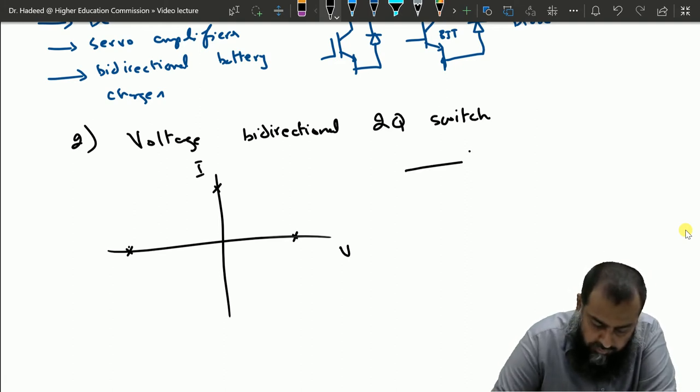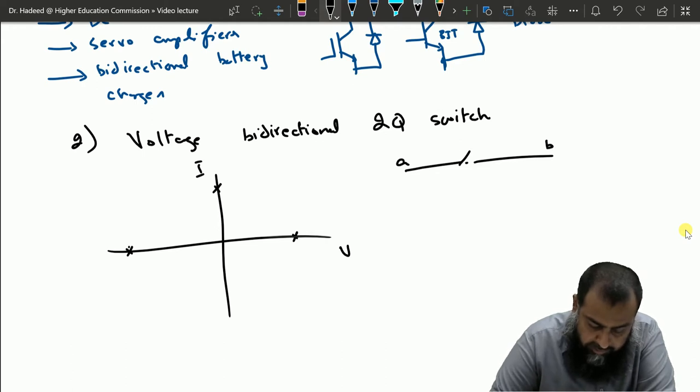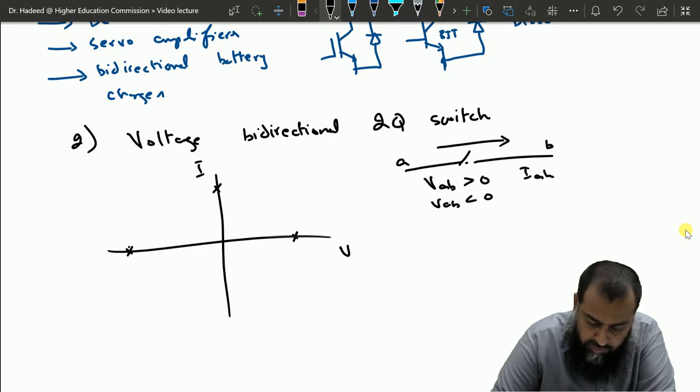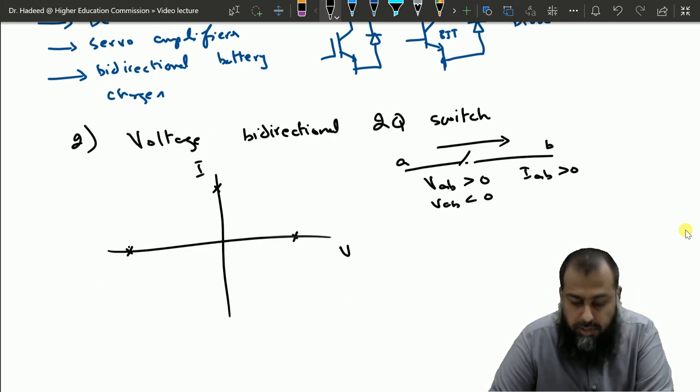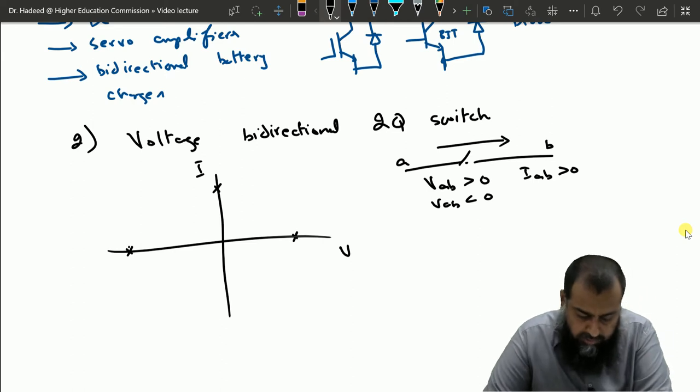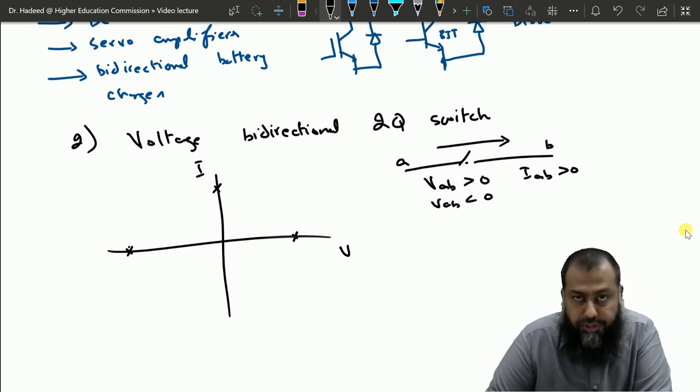So if we have this switch, with terminals A and B, it is able to block VAB greater than 0 or VAB less than 0, but it only allows the current to flow from A to B, that is IAB should be greater than 0. So how to realize a voltage bidirectional two quadrant switch?